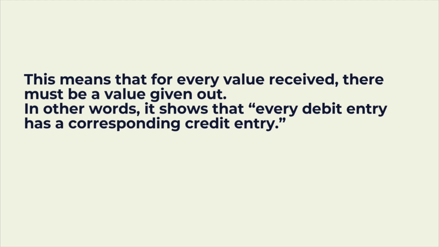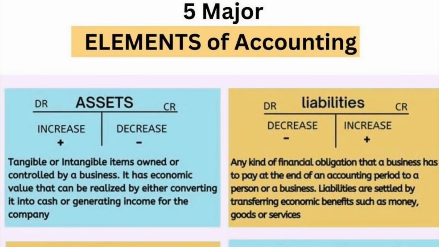Now let's look at the 5 major elements of accounting. We have assets, liabilities, owner's equity, revenue, and expenses. So when there is increase in assets, we debit, and when there is decrease in assets, we credit. So what is an asset? An asset is any tangible or intangible item owned or controlled by a business, which has economic value that can be realized by either converting it to cash or generating income for the company.